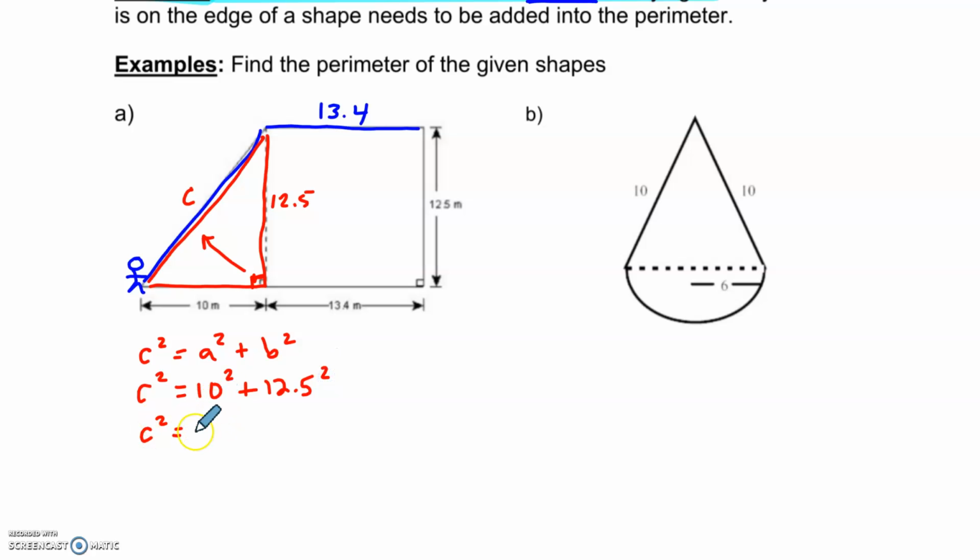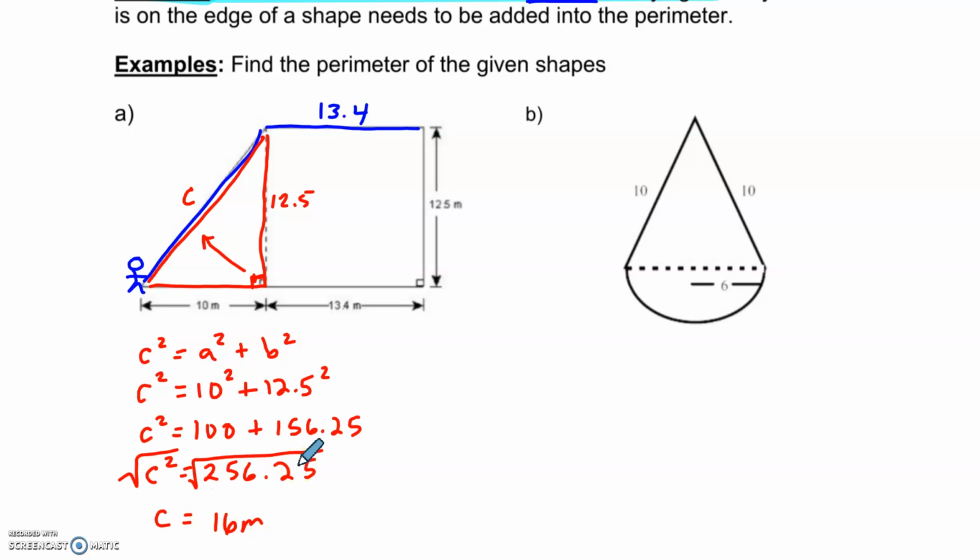c squared I know is 10 times 10, which is 100. 12.5 squared is 12.5 times 12.5, which is 156.25. So c squared equals, we'll add them together, 256.25. And then remember, the opposite of square is square root, so we'll do the square root of both sides. 256.25, the square root is 16.